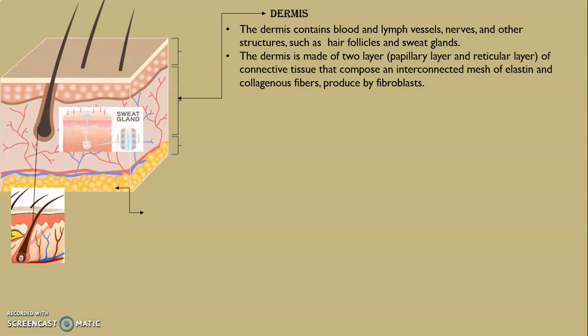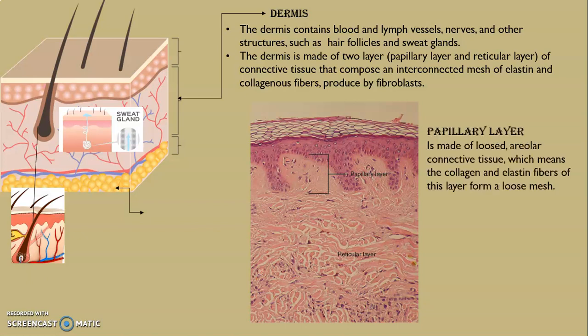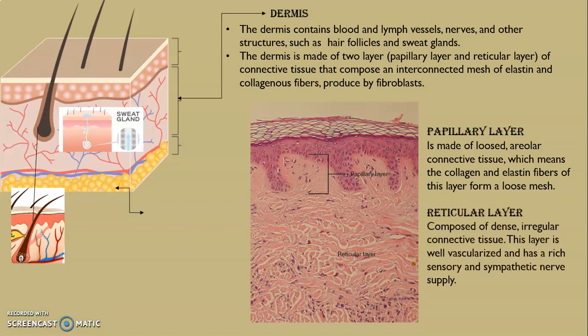The dermis is made of two layers, the papillary layer and the reticular layer, or the connective tissue that composes an interconnected maze of elastin and collagenous fiber produced by fibroblasts. The papillary layer is made of loose areolar connective tissue, which means the collagen and elastic fibers of this layer form a loose maze, while the reticular layer is composed of dense, irregular connective tissue. This layer is well vascularized and has a rich sensory and sympathetic nerve supply.